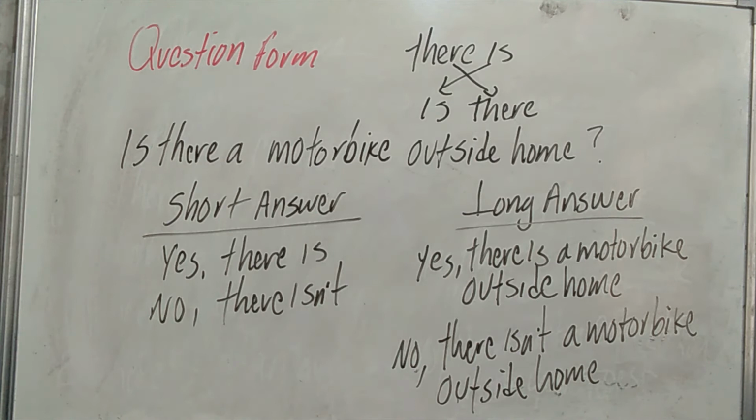For example, it says, is there a motorbike outside home? Remember the question mark here. Do we have it here? I want to have the same, the short and the long answer. For example, you say, is there a motorbike outside home? Yes, there is. No, there isn't. Is there a motorbike outside home? Yes, there is a motorbike outside home. No, there isn't a motorbike outside home.